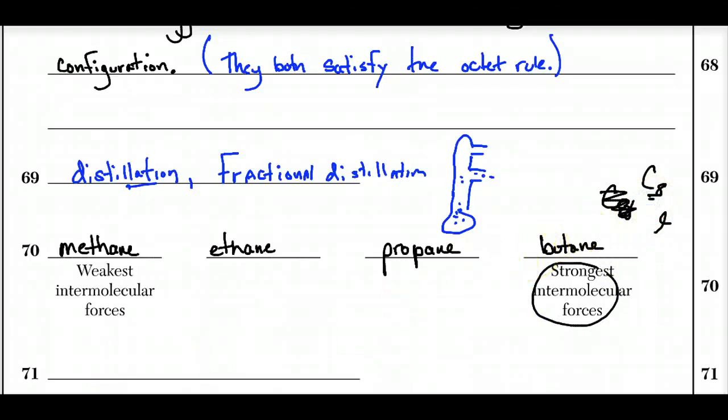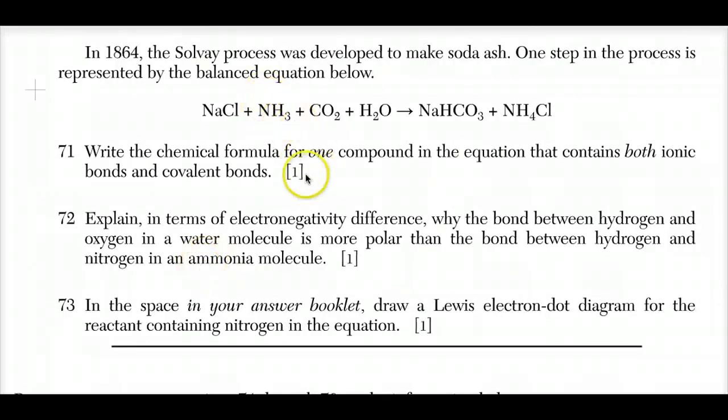Number 71. Okay, we're talking about the Solvay process, and here's the reaction. Don't want to confuse yourself. Go to the problem. Write the chemical formula for one compound in the equation that contains both ionic and covalent bonds. When I hear both ionic and covalent, I think of polyatomic ions. I think of a cluster of nonmetals that are bonding to themselves by covalent bonds, but somehow they have a charge that's bonded to something with another charge.